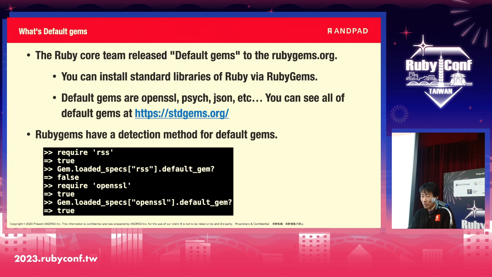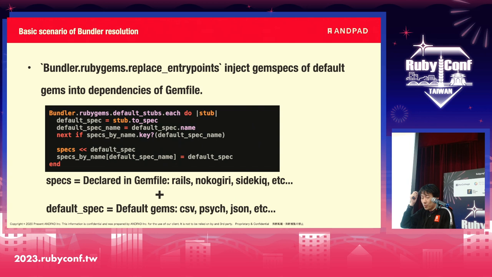So why can we use default gems without a declaration in the Gemfile? Because Bundler and RubyGems replace the entry point and inject the default gems into the internal list of Bundler setup. So if you specify a different version of default gems in the Gemfile, Bundler setup skips them. So Bundler will resolve the dependencies by spec underscore bytes underscore name in this example.